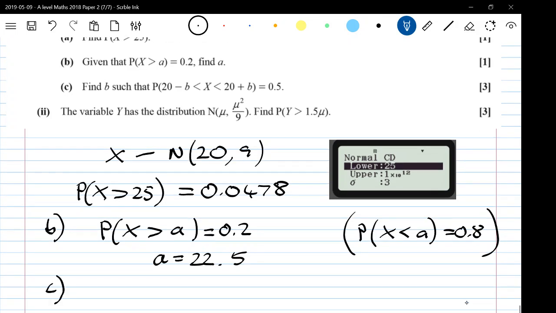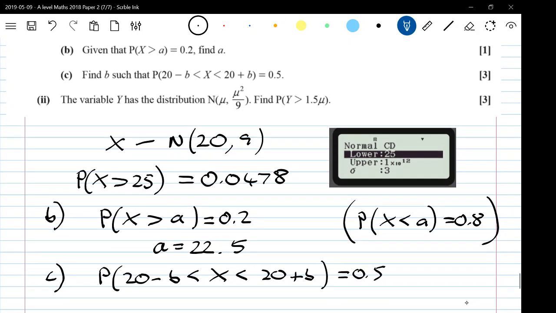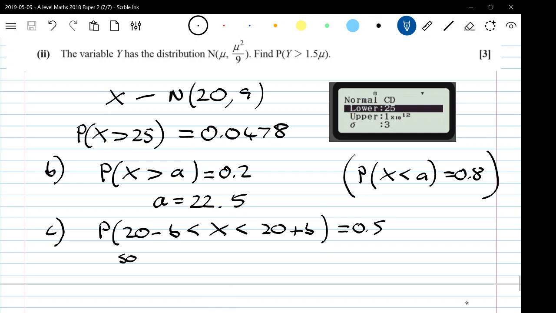Part C. Given that the probability of x being between these two values is 0.5, we need to work out the values. What we're going to do with this one, we're going to use the fact that the probability is symmetrical. There's a half in the middle, so they're the two values. 20 is the point in the middle, so we're b either side of that.